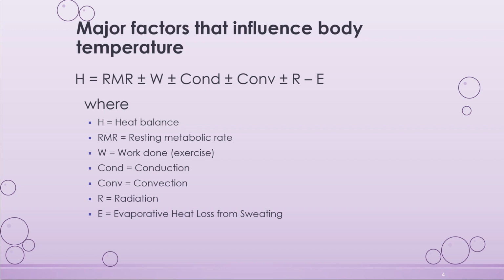These factors work together to maintain the body's core temperature within a relatively narrow range to ensure proper physiological functioning. For example, in a cold environment, the body may increase heat production, RMR and W, reduce heat loss through conduction and convection, and minimize sweating to conserve heat. In a hot environment, the body may decrease heat production, increase heat loss through conduction, convection, and radiation, and promote sweating to cool down. And during physical activity, the body generates additional heat, and to prevent overheating, it increases heat loss through evaporation and other mechanisms.